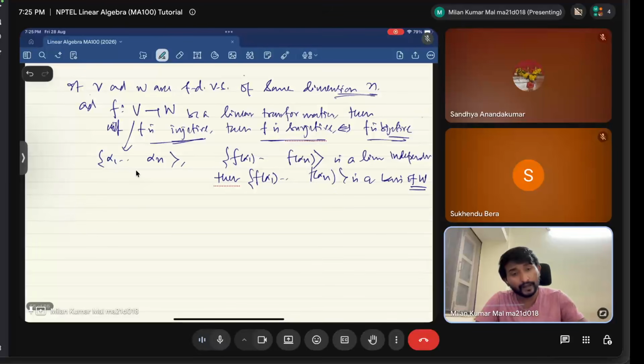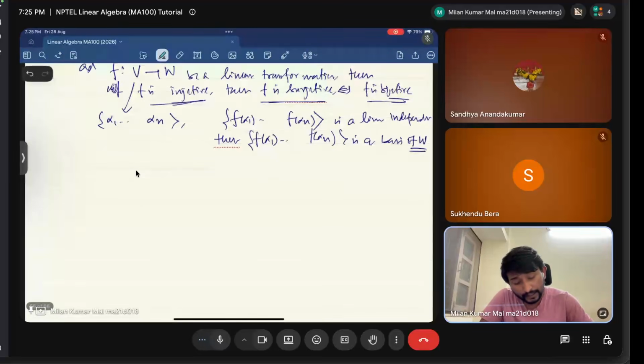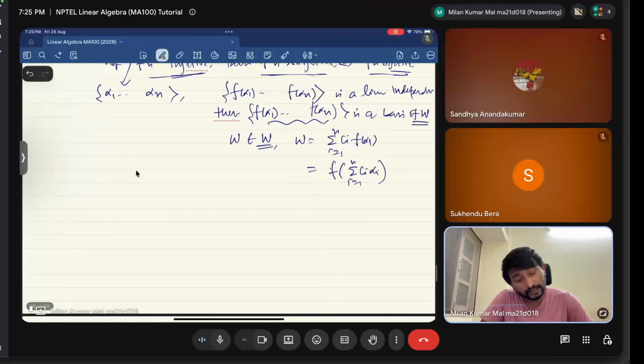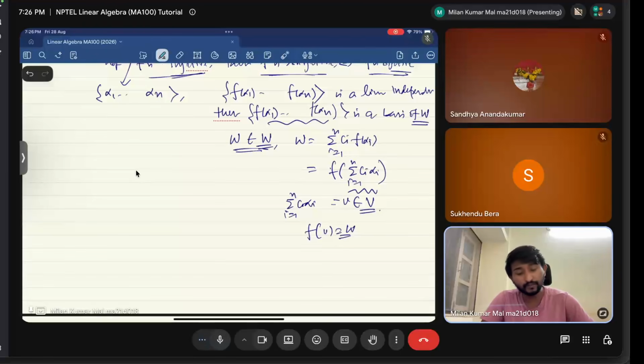Okay. So why is f surjective? Because if I take any w coming from the vector space W, then w can be written as the summation of ci f of alpha i for i equals 1 to n, because this is the basis set. Now since f is linear, this can be written as f of the summation of ci alpha i, i equals 1 to n. So that means this element is automatically coming from the vector space V. That means for every w, I got an element v, where v equals the summation of ci alpha i, i equals 1 to n, such that f of v is equal to w. That is, f is surjective.